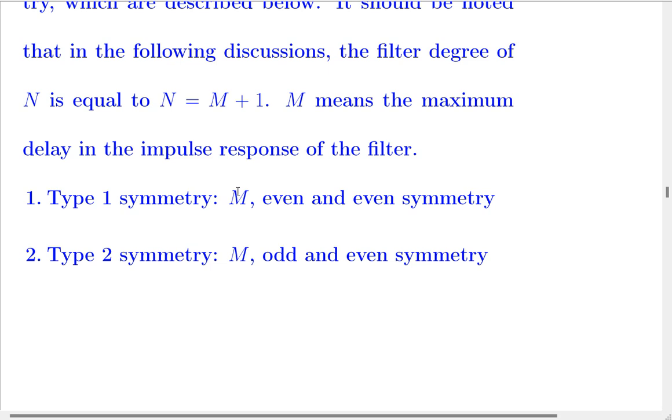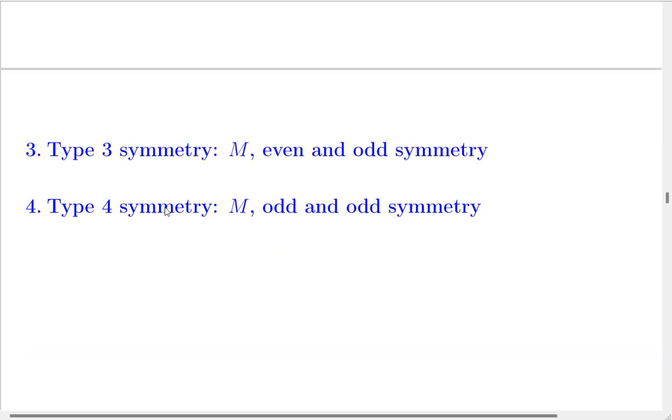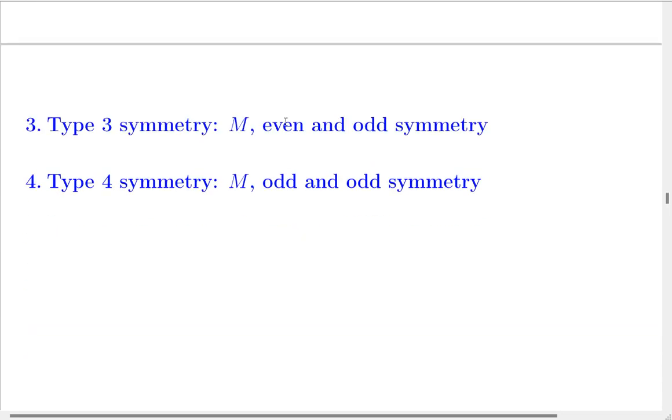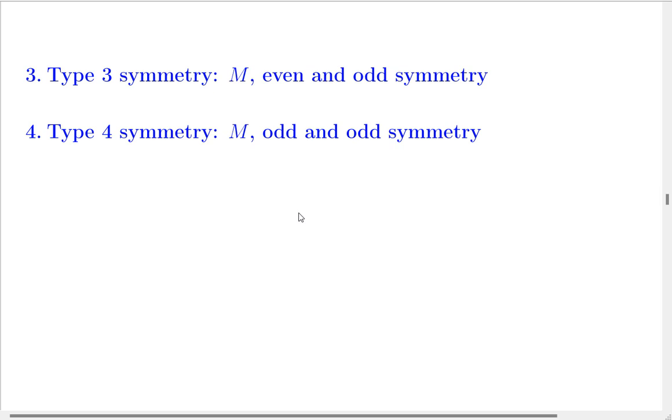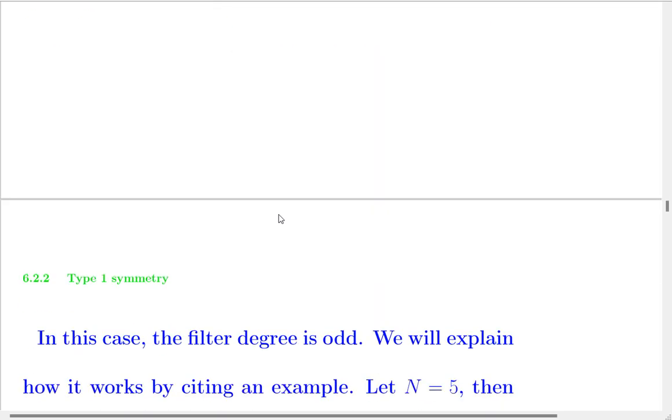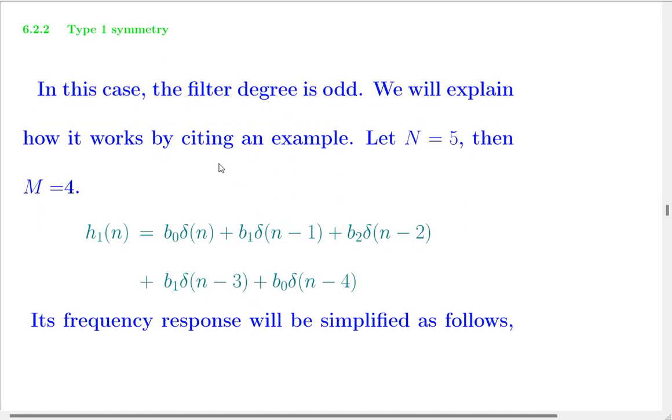Type 1 symmetry: M even and having even symmetry. Type 2: M odd and even symmetry. Type 3: M even but having odd symmetry. Type 4: M odd and odd symmetry. So 4 types of symmetry for FIR to have linear phase. Now we are going to see how.